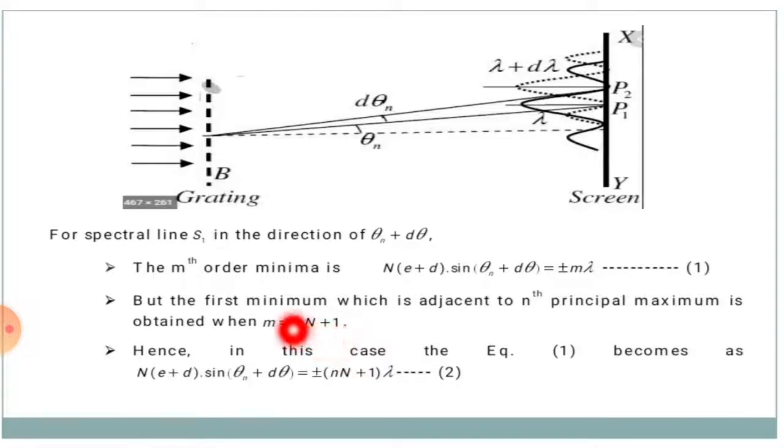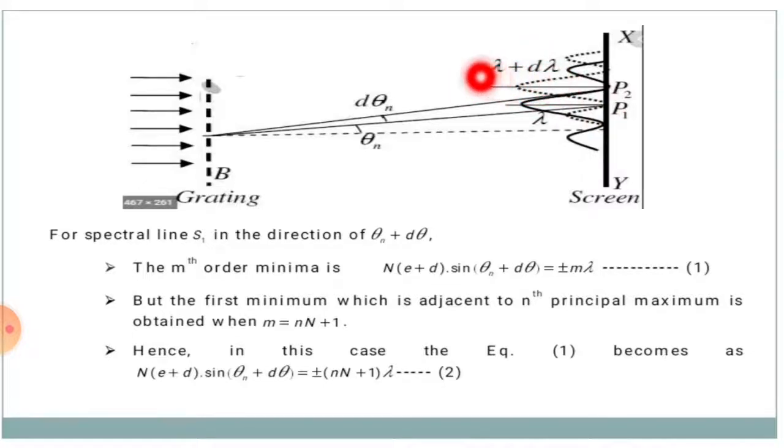Then this m value substitute in equation 1, we will get the final expression: N into (e plus d) sine(theta plus d theta) is equal to (n into N plus 1) into lambda. So, this condition gives the minimum intensity of the spectral line of wavelength lambda in the direction theta plus d theta. At the same direction, we will get the central maxima or principal maxima of the spectral line of wavelength lambda plus d lambda.